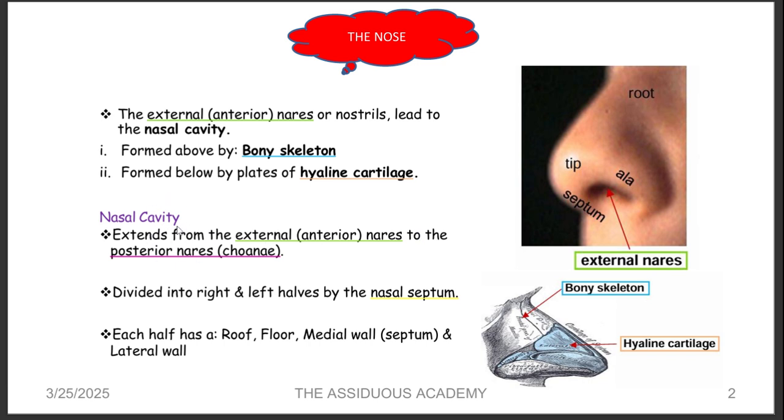Well, the nasal cavity is going to extend from the nostrils or the external nares, going all the way to the back, where we're going to find the posterior nares. The posterior nares is also known as the choana. You'll be able to see it because inside, we have divided the nose into two using the nasal septum. So I've got two parts, and each one of these nasal cavities has got a roof, a floor, the medial wall, which is the septum, and the lateral wall.